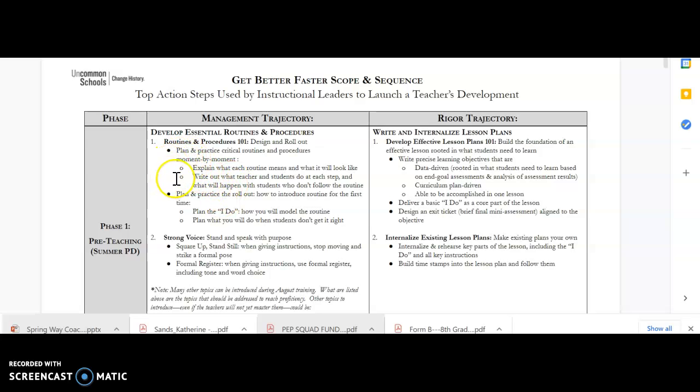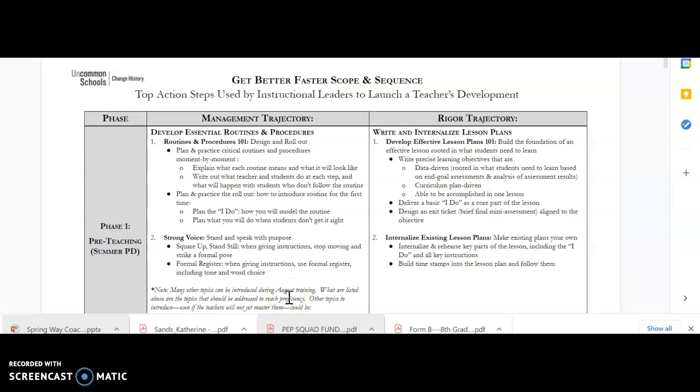I don't want to go through each of these because we are going to get a copy of this. Maybe at this point, if you notice that the teacher needs a stronger voice, then you deem that this is what the teacher needs. If they can just fix that particular problem, they have a chance of doing well in the class. This is where that management trajectory comes in.